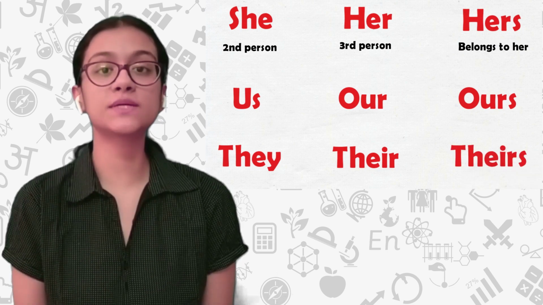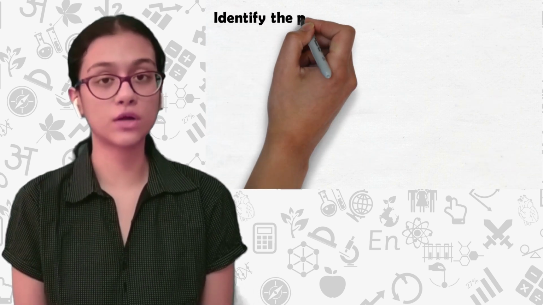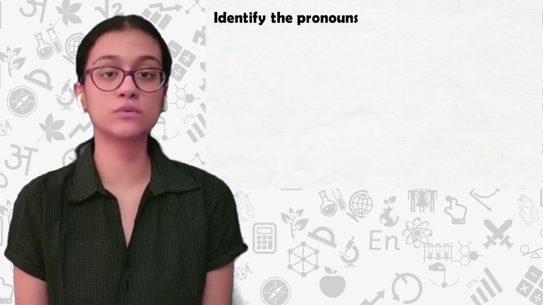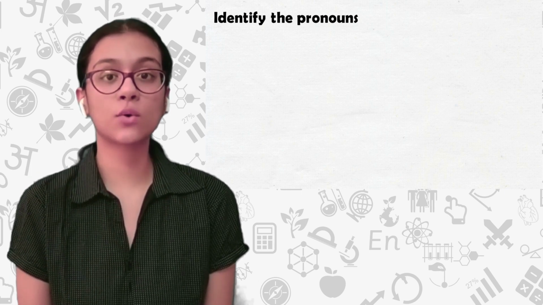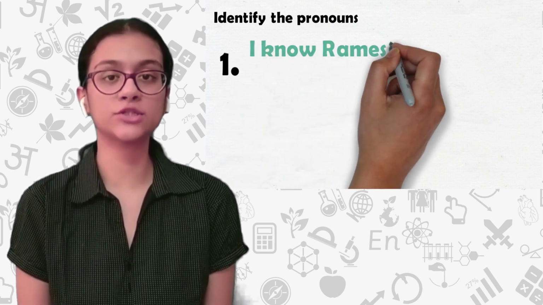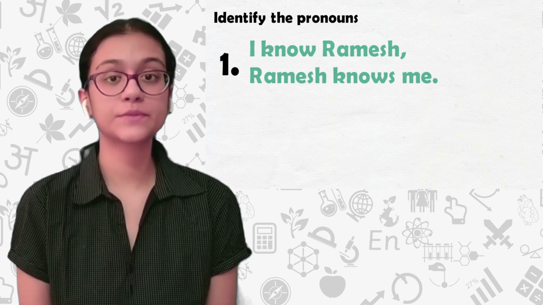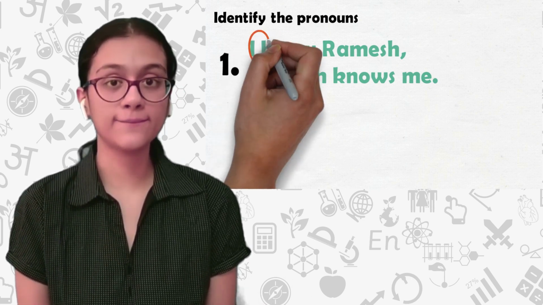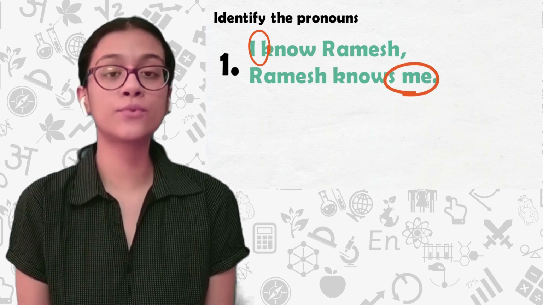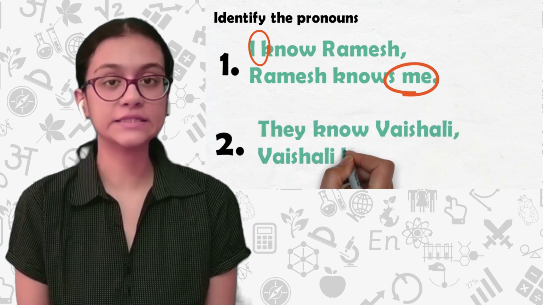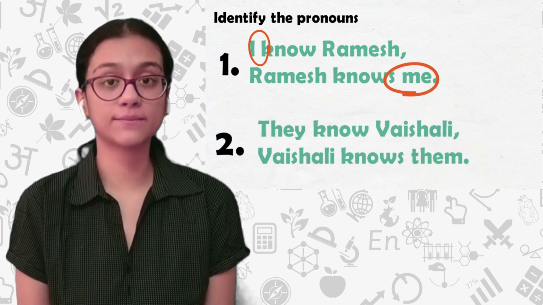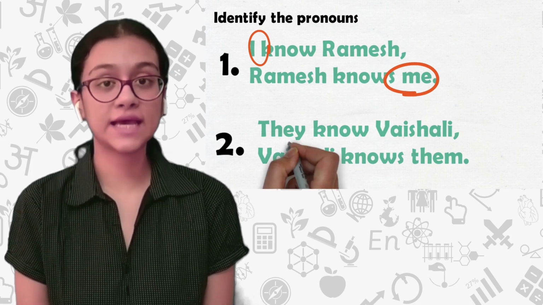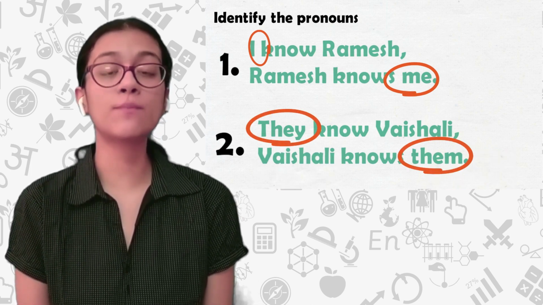Now we will see some examples of sentences that use pronouns. You have to identify the pronouns in these sentences. So the first is, I know Ramesh, Ramesh knows me. What do you think is the pronoun in this sentence? I and me. Both of these are pronouns. They know Vaishali, Vaishali knows them. So here, they and them, both of these are pronouns.